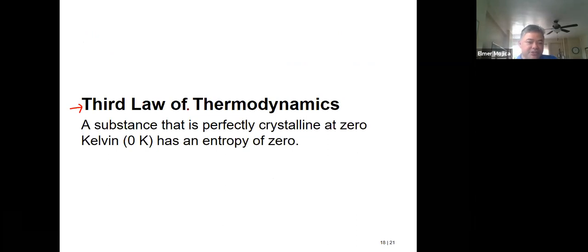So the third law of thermodynamics is still in one way or another related to entropy. In the third law of thermodynamics, they say a substance that is perfectly crystalline at 0 Kelvin has an entropy of 0. So what does it mean?